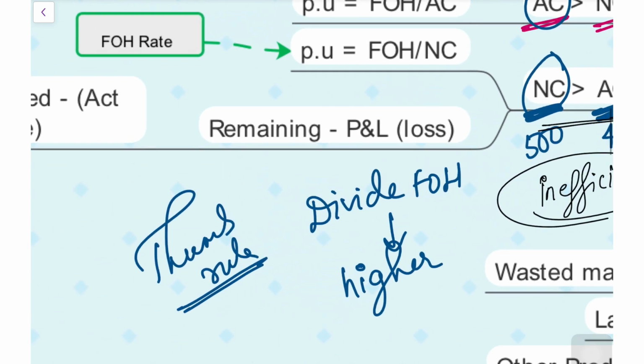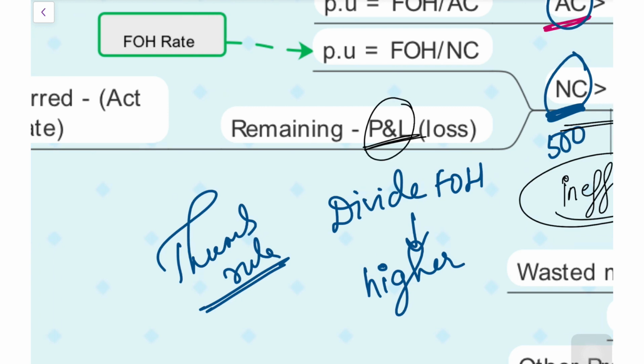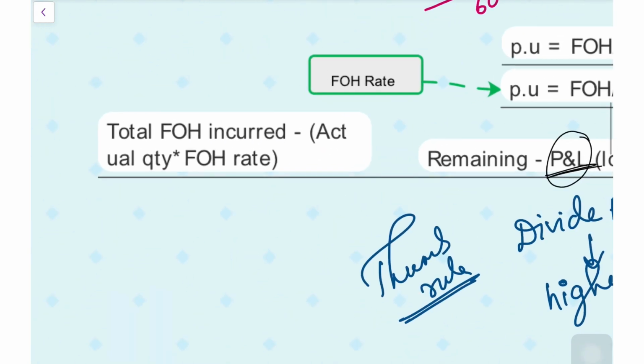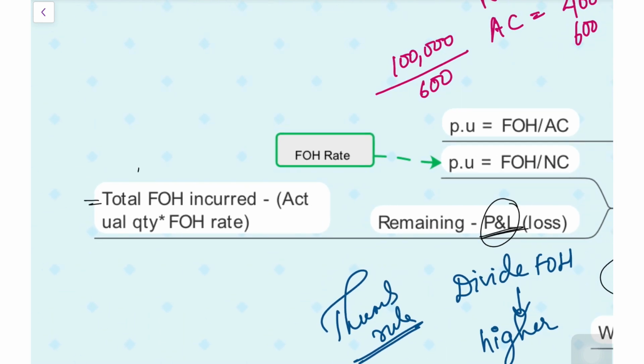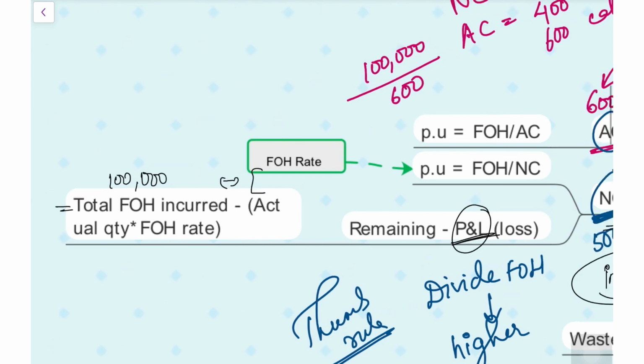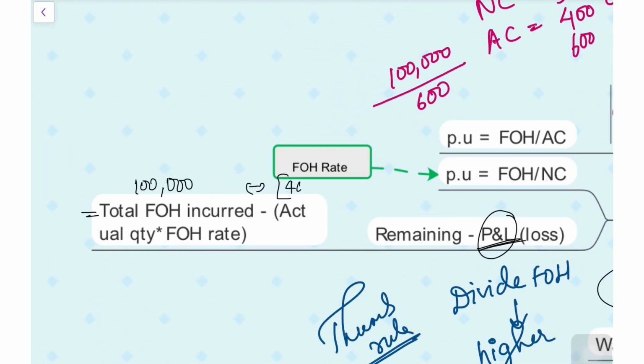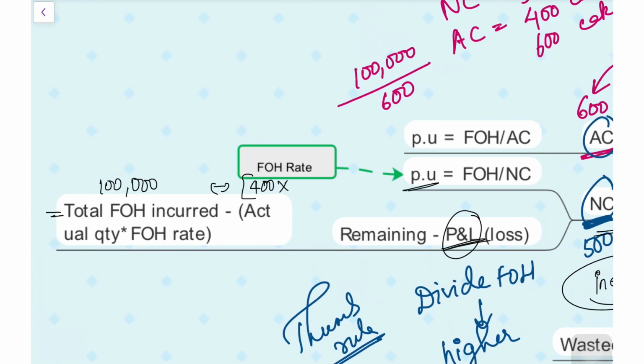So what you do here, you book that loss in your P&L account. How do you find out that loss? Here is the formula. You take your total fixed overhead. What was your total fixed overhead? Your total fixed overhead was 1 lakh rupees. And you do minus actual quantity. What was your actual quantity here? Your actual quantity was 400, multiplied by your fixed overhead rate. What was your fixed overhead rate? You have to understand here, the fixed overhead rate is nothing but the per unit rate that you found out. What was the per unit rate?